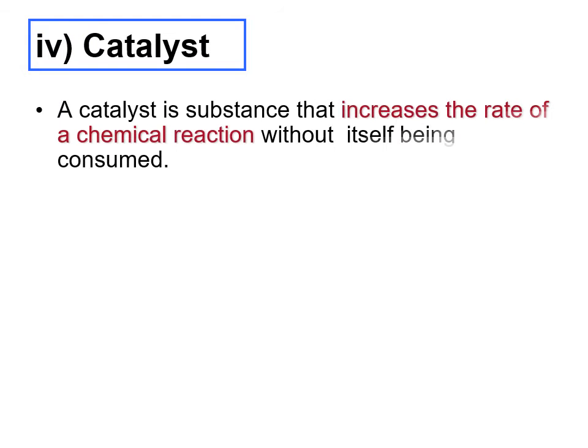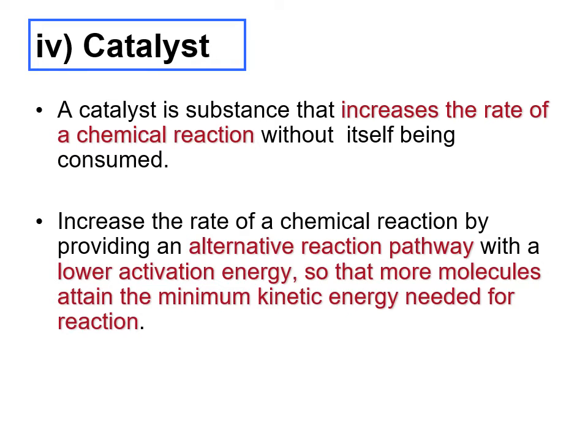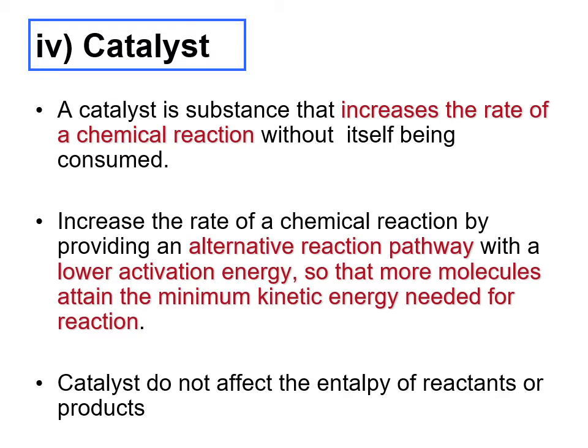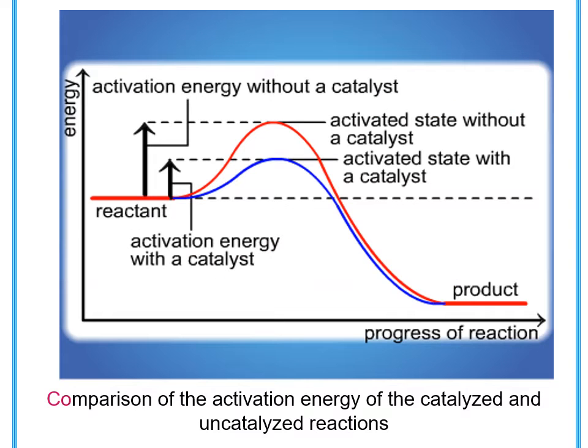Number 4, catalyst. Let's read about catalyst. A catalyst is a substance that increases the rate of chemical reaction without itself being consumed. For example, the enzyme in our body. It increases the rate of a chemical reaction by providing an alternative reaction pathway with a lower activation energy, so that more molecules attain the minimum kinetic energy needed for the reaction. Catalyst does not affect the enthalpy of reactants or products.